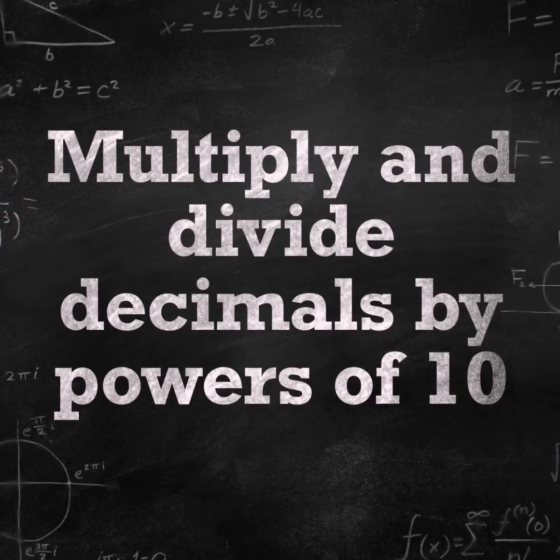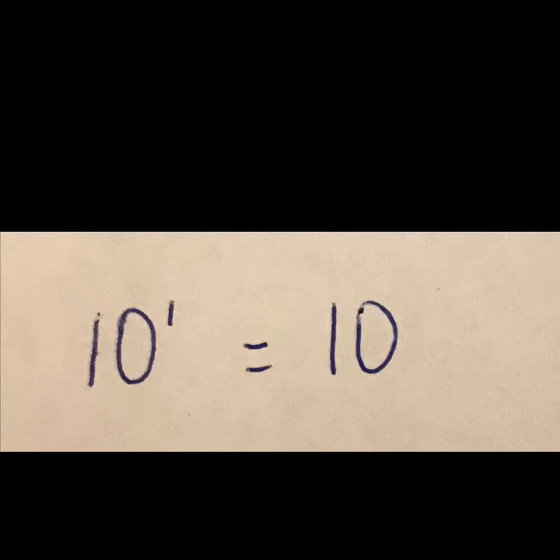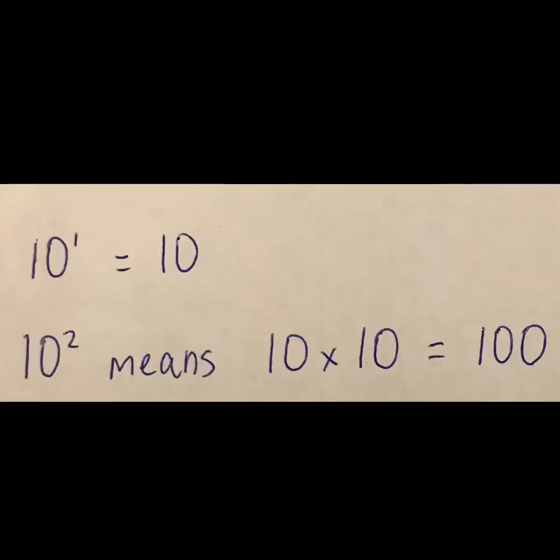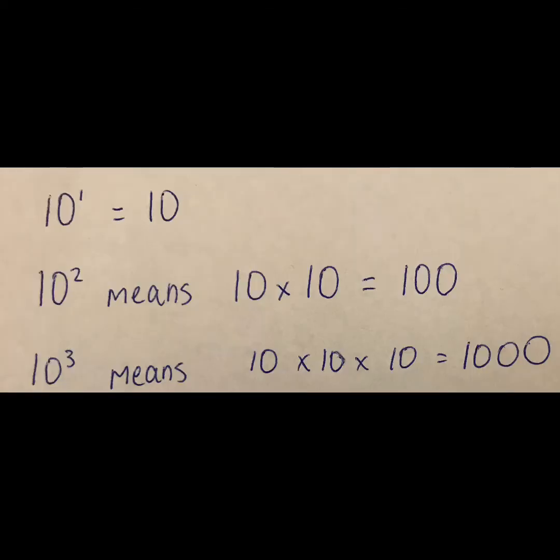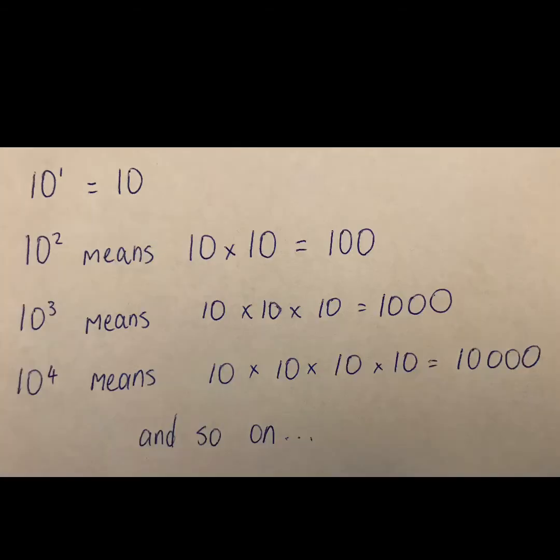Today we're going to look at how to multiply and divide decimals by powers of 10. Now a power of 10 is when 10 is multiplied by itself a certain number of times. So 10 to the power of 1 is just one lot of 10. 10 to the power of 2, or 10 squared, means 10 times 10, or 100. 10 to the power of 3 means 10 times 10 times 10, which makes 1,000. 10 to the power of 4 makes 10 times 10 times 10 times 10, which makes 10,000, and so on.